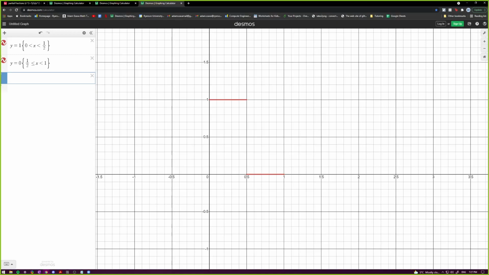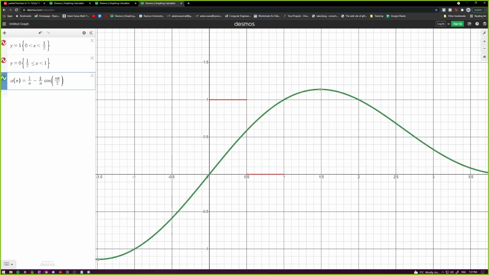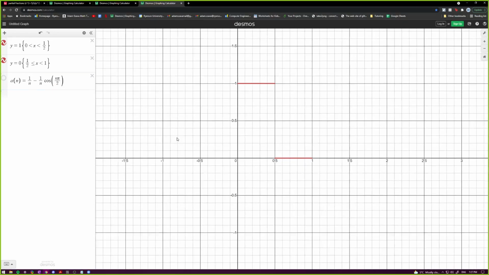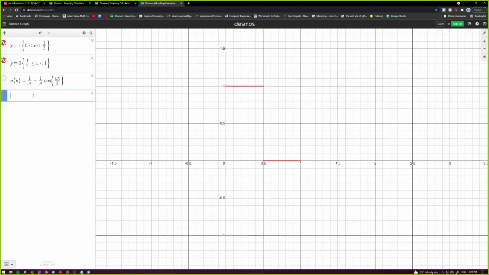So our function, what I like to do is write the coefficients out separately. So the coefficients that I got were an equals 1 over n minus 1 over n cos n pi over 2. Okay, great. So we don't actually care about that graph. We just care about its numbers. And then now I'm going to do the thing.